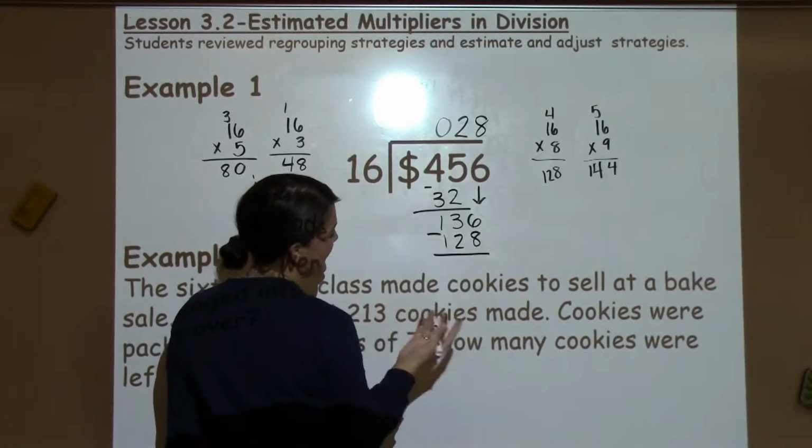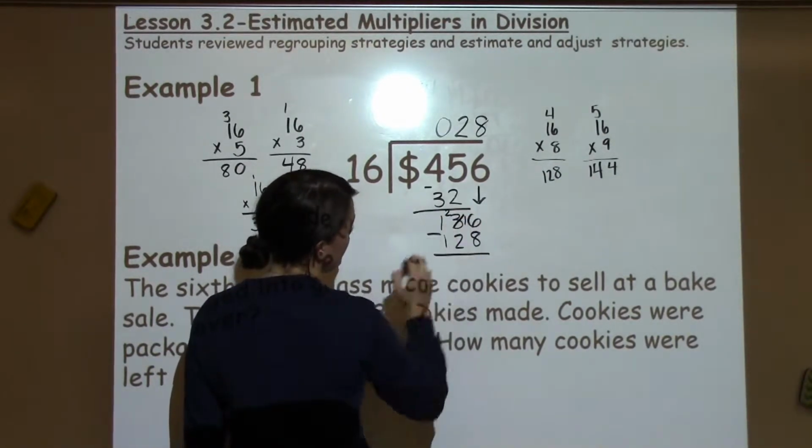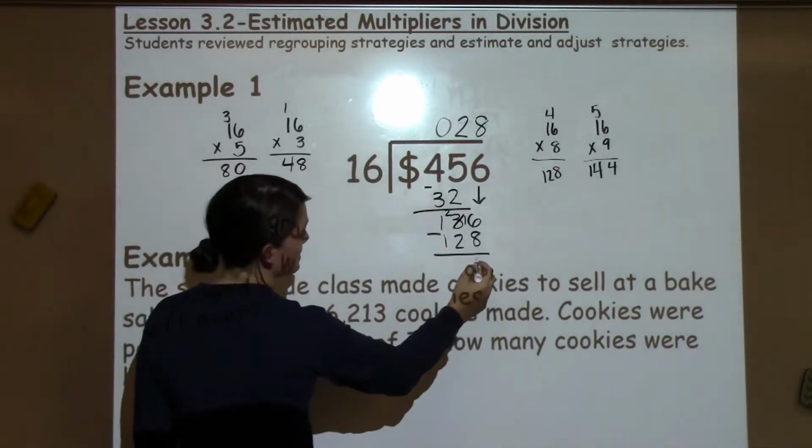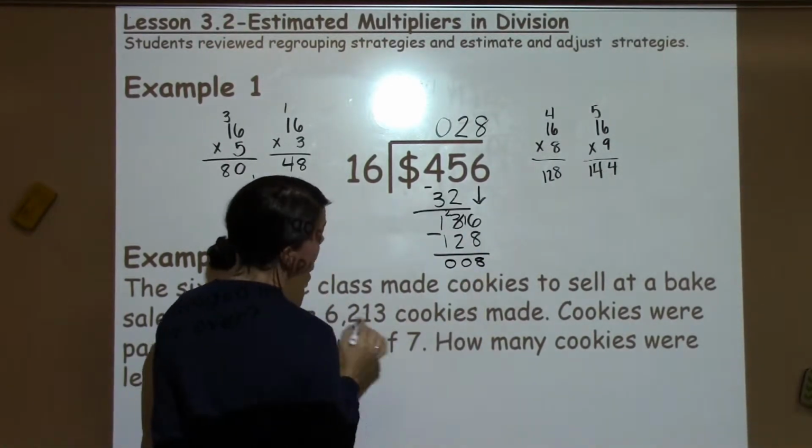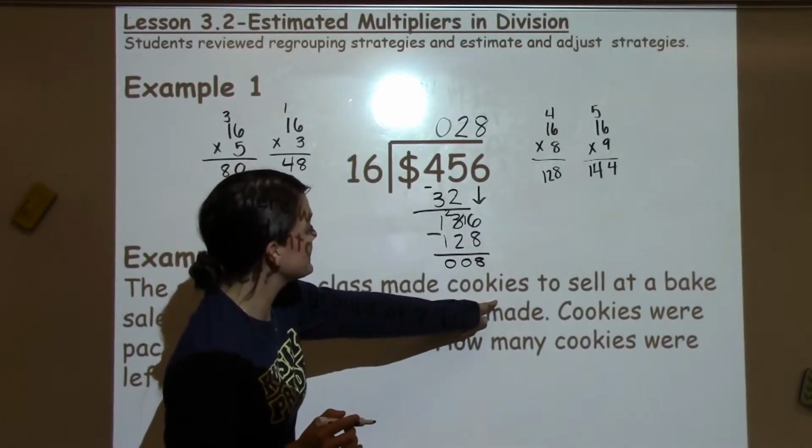When I take 6 minus 8, I can't do that, so I have to borrow from the 3. And now it's 16 minus 8, which is 8. 2 minus 2 is 0. 1 minus 1 is 0, and so I have nothing left to bring down.